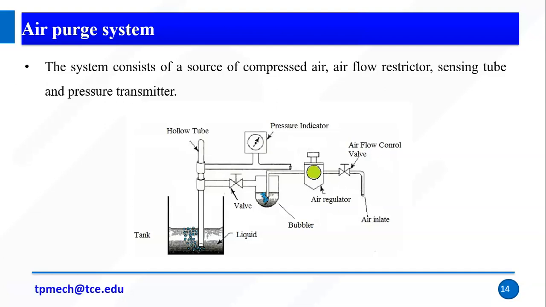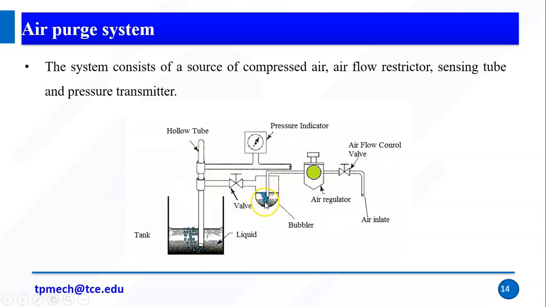How it works: for example, assume that there is no liquid in the tank. First of all, I am sending air from the air intake. I send compressed air through the flow control valve, which is used to control the flow. So the flow can be adjusted and it is passed on to the air regulator, which is used to segregate unwanted particles. So the fresh or dry air is passed on to the bubbler.